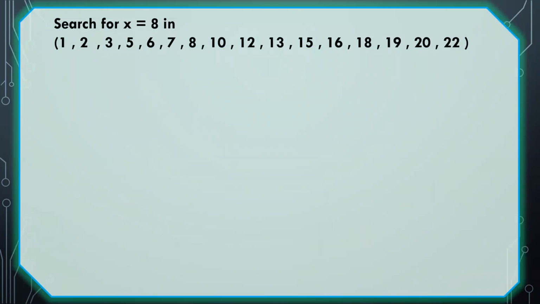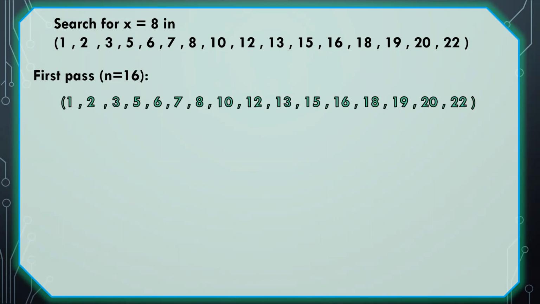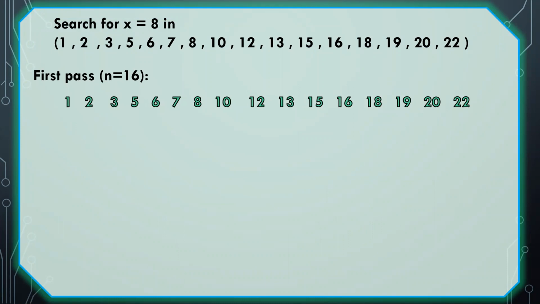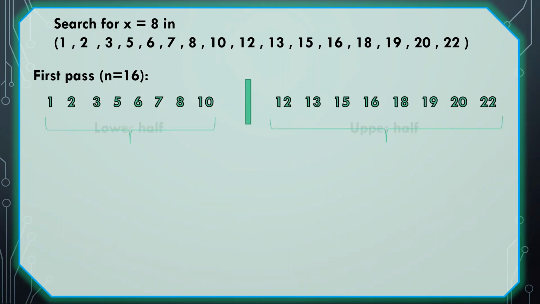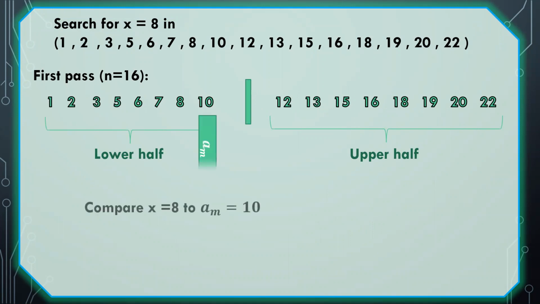So I have this big long list of numbers. I want to try and find the number 8. At the first pass, there are 16 elements to look through. So I'm going to separate them out into 2 halves, the lower and the upper half. There are some particulars you have to decide when you're coming up with the algorithm. As these lists are evenly split, we're going to let A sub M be the maximum element in the lower list. So in our code, as we'll see in a second, A sub M will be equal to the element 10 in the list we are searching through.